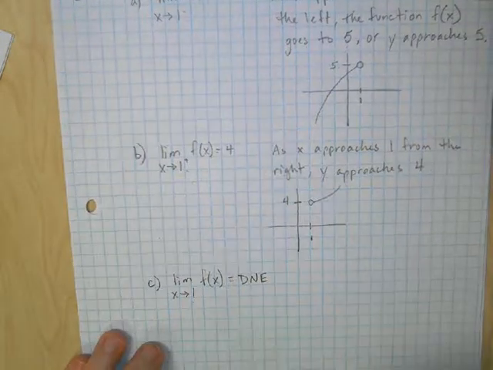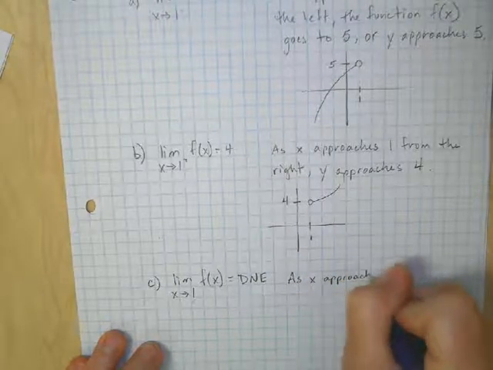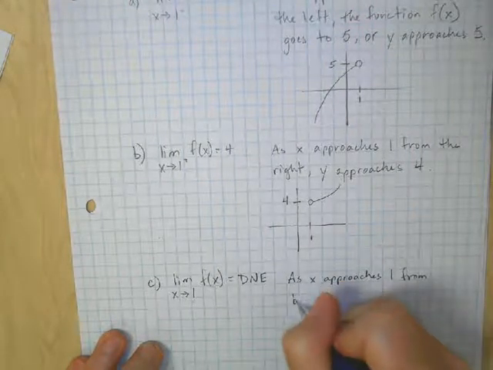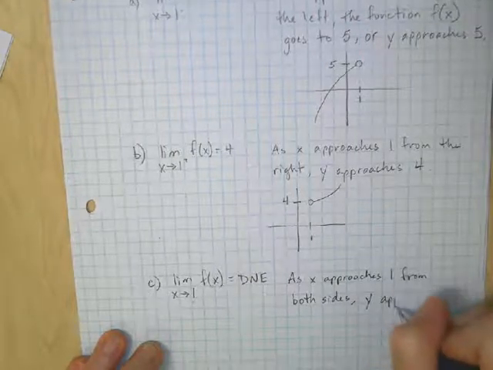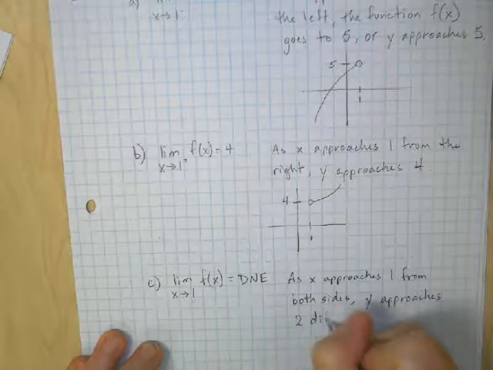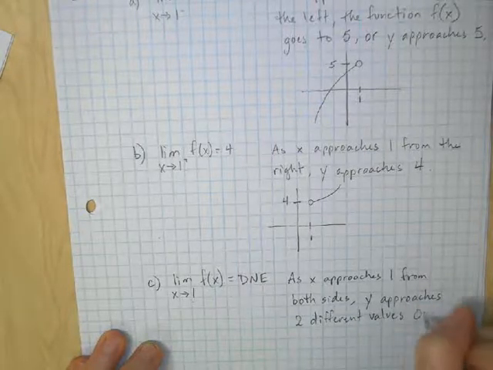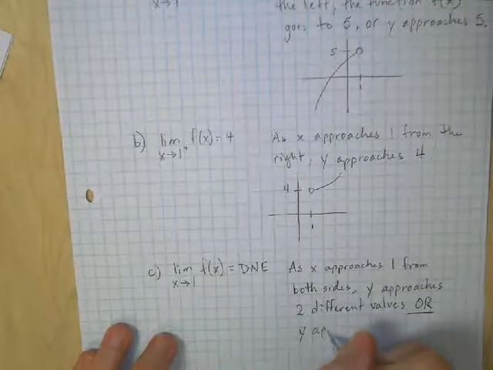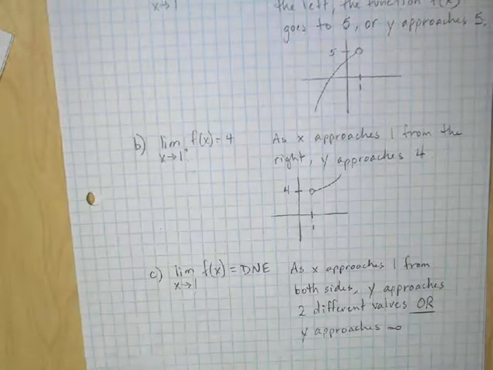So I could write as x approaches 1 from both sides, y approaches two different values, or, I'll make it a big or, y approaches infinity, positive or negative infinity, doesn't matter.